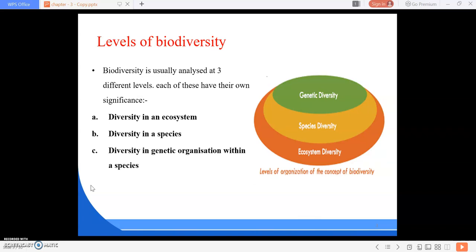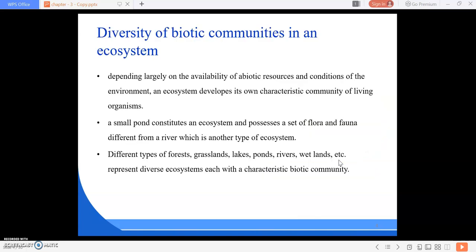Next is levels of biodiversity. Our biodiversity is usually analyzed at three different levels, each with its own significance. The first level is genetic biodiversity, the second is species biodiversity, and the third is ecosystem diversity. So the first level is diversity in an ecosystem. Next is diversity in a species. Third is diversity in genetic organization within a species. Now we are going to study the diversity of biotic communities in an ecosystem.